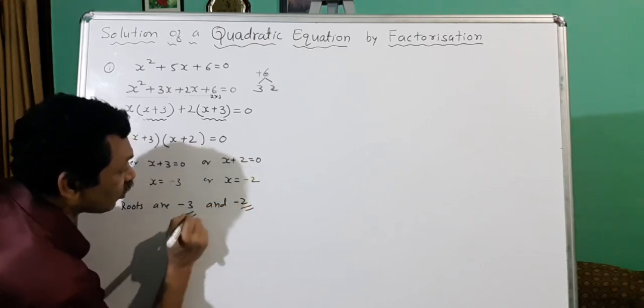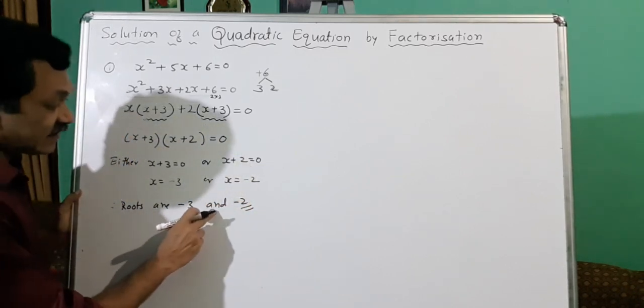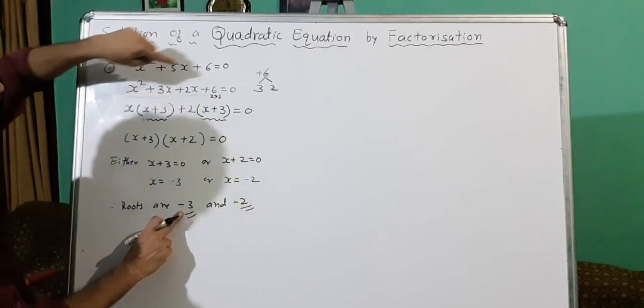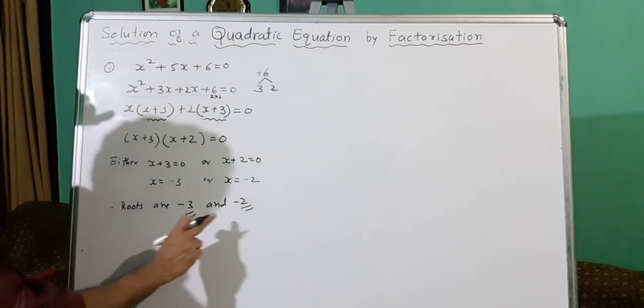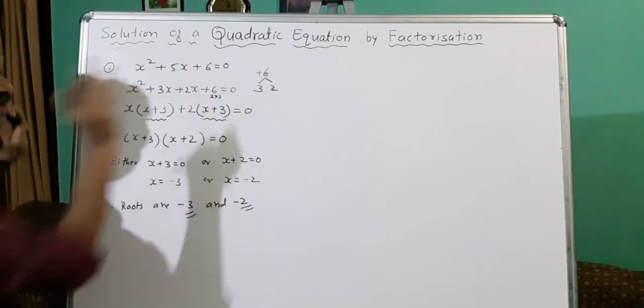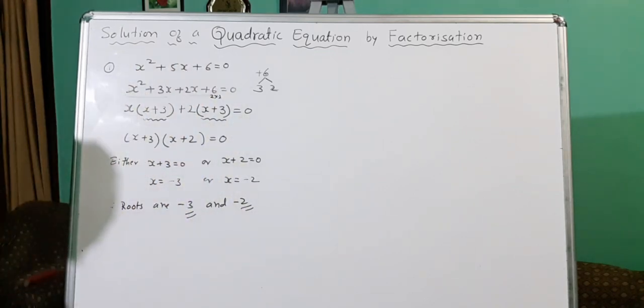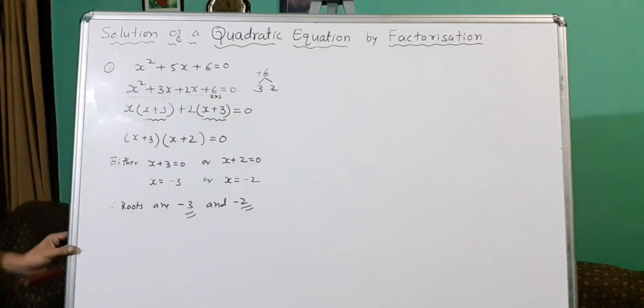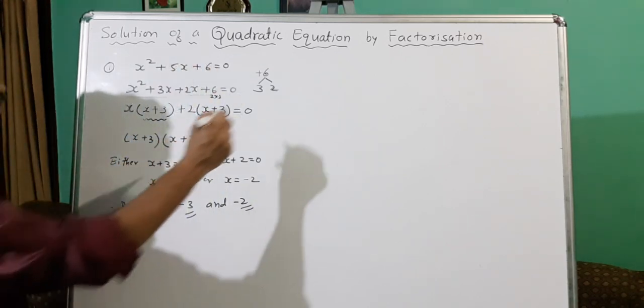See, here we write "or", but we write the answer as "and", because if we substitute minus 3 in this equation, we will get left hand side equal to right hand side, and if we substitute minus 2 here, then also we will get left hand side equal to right hand side. So these are the roots of this equation. Is it clear? Okay, we'll go for another equation.